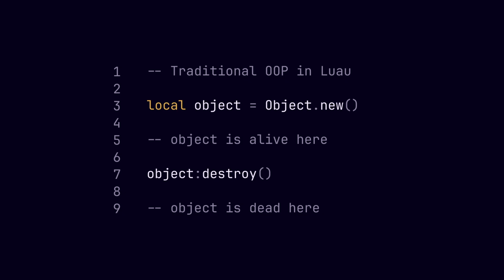To create an object, you call a constructor function. To destroy an object, you call its destroy method. The object starts living when you construct it, and stops living when you destroy it.